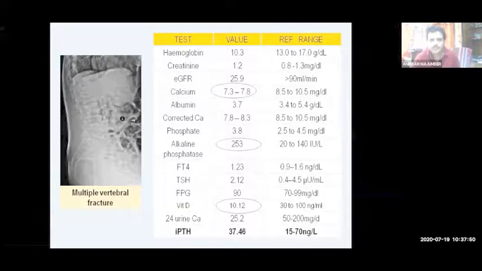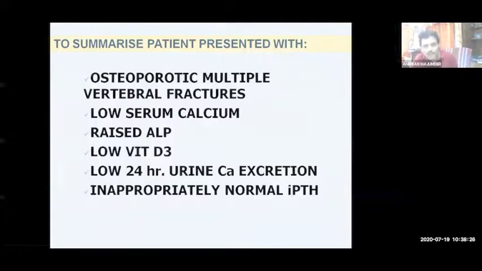But you can see this patient has an osteoporotic fracture, multiple vertebral fractures, but this patient has low calcium, high alkaline phosphatase, very low vitamin D, indicating that we are dealing with a vitamin D deficiency disorder as well. Now the issue is this patient has a normal iPTH. It is inappropriately normal. We are expecting that the PTH level should be high because the calcium level is low. But in this particular patient, the PTH level was not high.